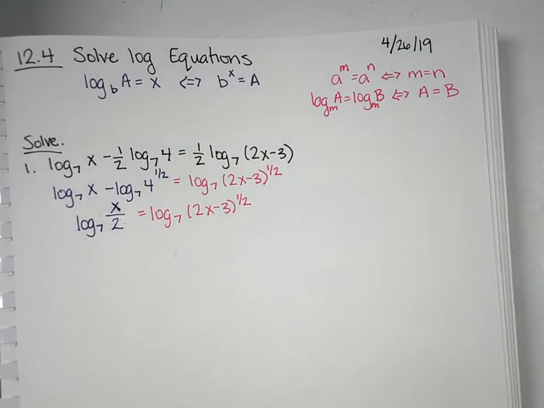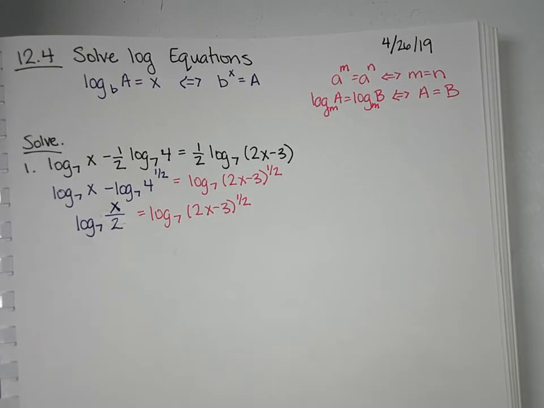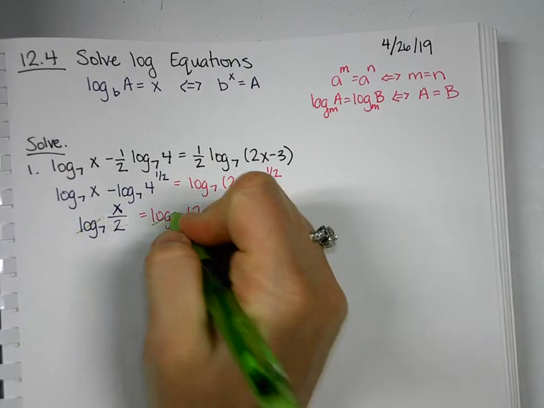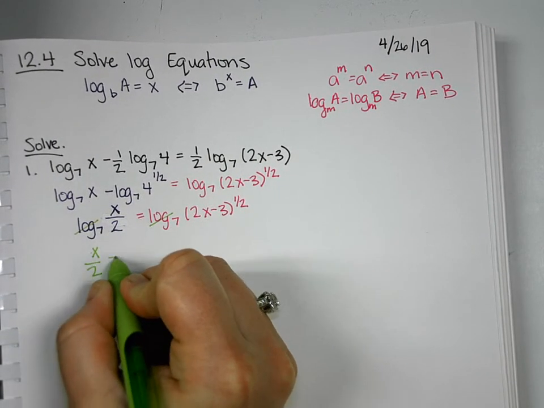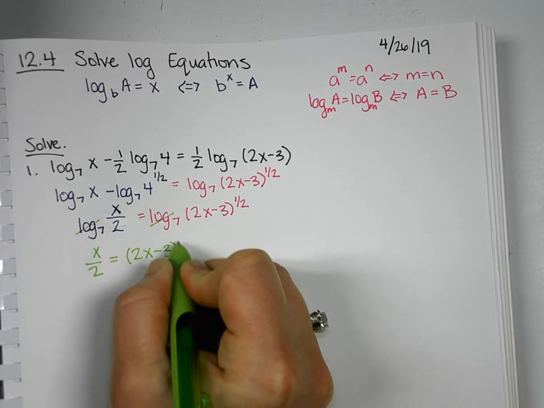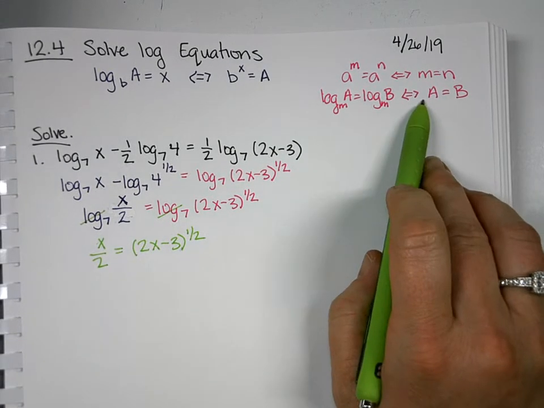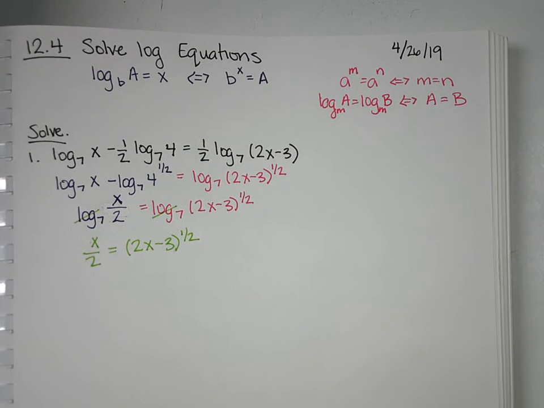So I've condensed both sides. Since they're both log base 7 on either side, that means I can drop the log, so essentially cross those out, and write the equation x over 2 equals 2x minus 3 to the 1/2. That's what this property right here is letting us do. And it's the same way we did it with exponents, we're just doing it with logs.